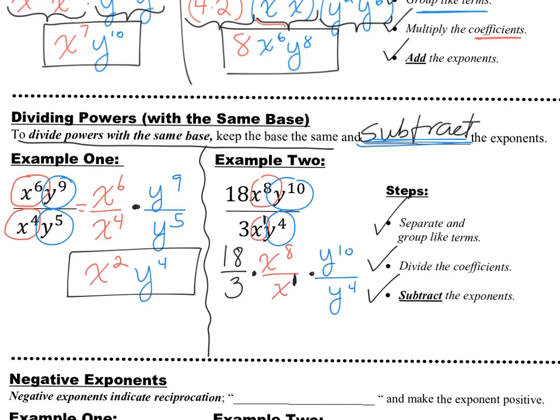So now I'm going to go ahead and divide the coefficients. And I'm going to get 6. 8 minus 1 is 7. And 10 minus 4 is 6. So I have my final answer.